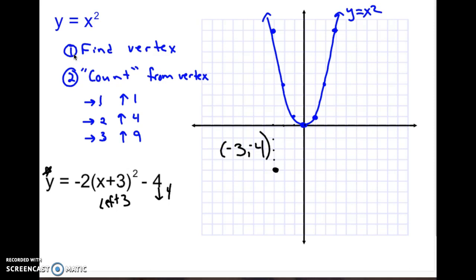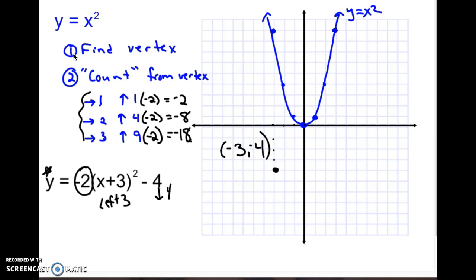And then we still used this format up here, except we just took -2 times everything. So 1 times -2 is -2. 4 times -2 is -8. 9 times -2 is -18. That's probably going to be too big to fit on our graph, and that's okay.